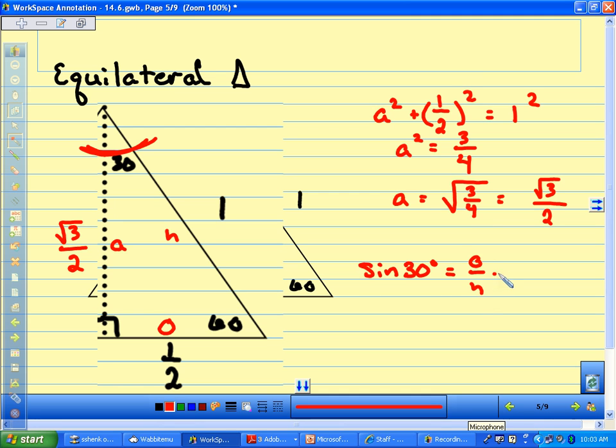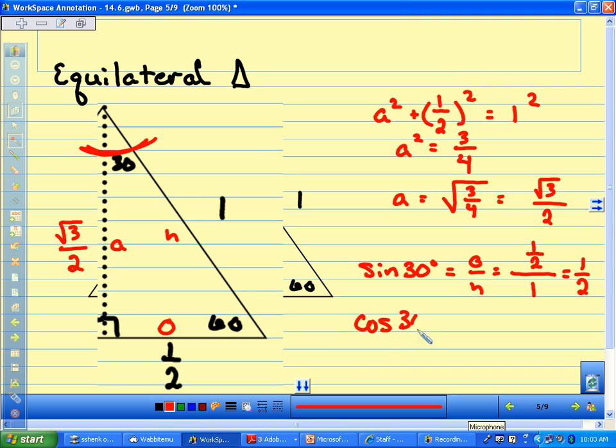Opposite over hypotenuse. What is the length of my hypotenuse? My opposite, 1/2, divided by what's the length of my hypotenuse? 1. Well, 1/2 divided by 1 is 1/2. So the sine of a 30 is 1/2. Okay, you can go ahead and fill that in. The sine of a 30 is 1/2.